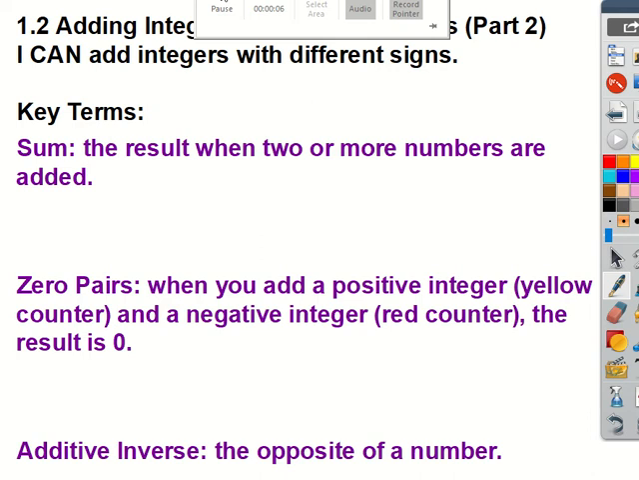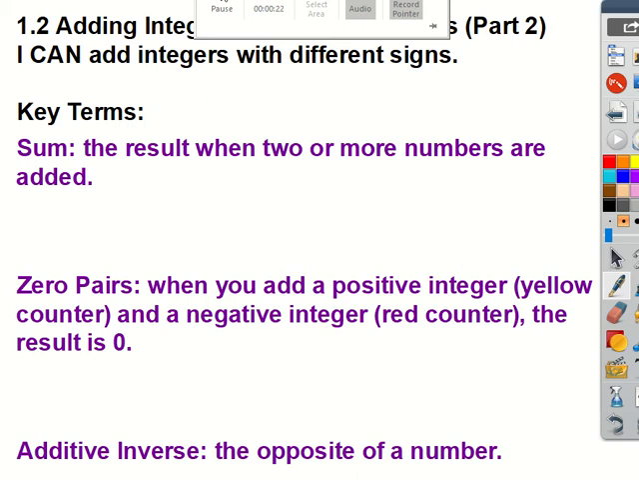Just me today, okay? So I'll be covering the 1.2 adding integers with different signs part 2. Please make sure that you are on the correct note taker based on the definitions that you see in the key terms. Your essential understanding for today is I can add integers with different signs.